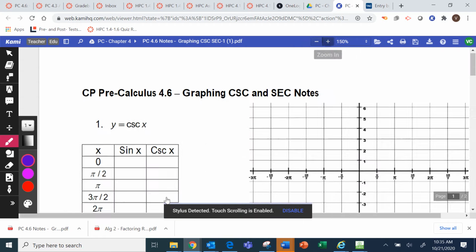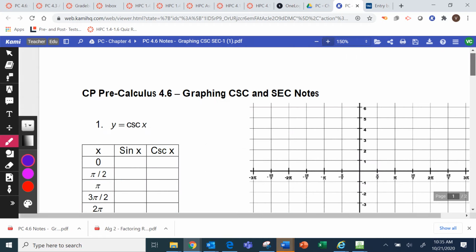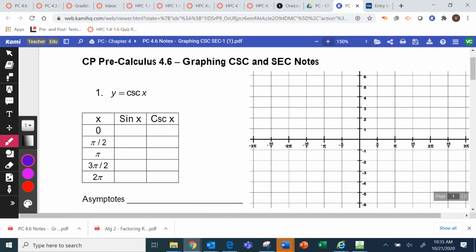And secant. So we're going to start with cosecant, and cosecant is the same thing as 1 over sine x. So we're going to reciprocate sine x, and that's how we're going to get our cosecant. So in my table right here, I'm going to put sine x. And if you forgot how to get around the circle on the quadrantals, we look at the ordered pairs.